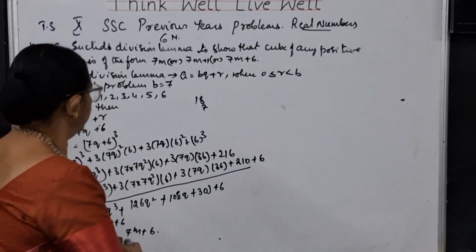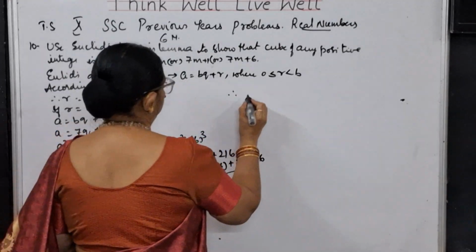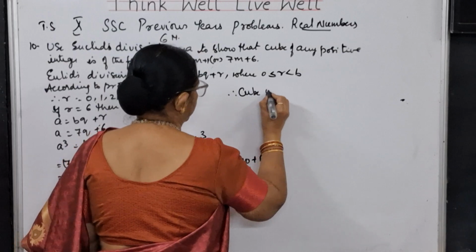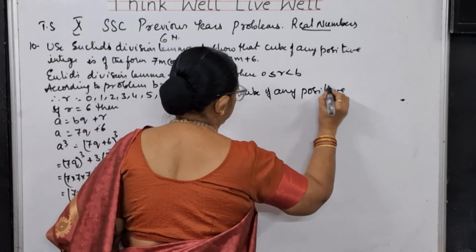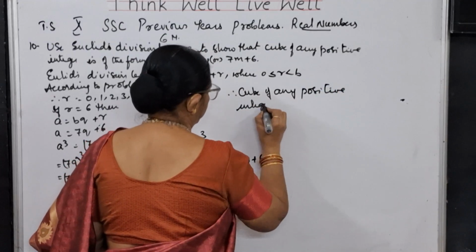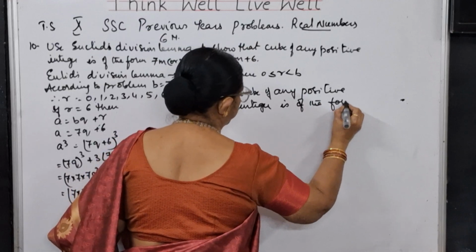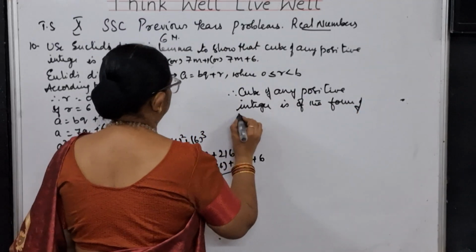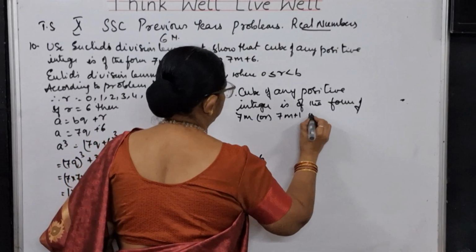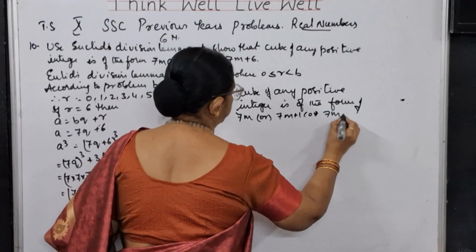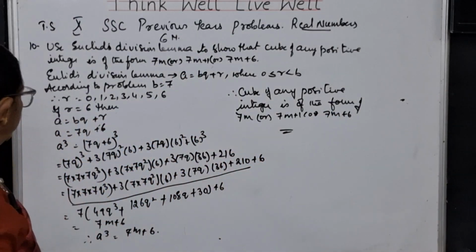So what are we getting? Therefore, what you can say? Every cube of any positive integer is of the form 7m or 7m plus 1 or 7m plus 6. This is how you can prove this sum, children. Please copy.